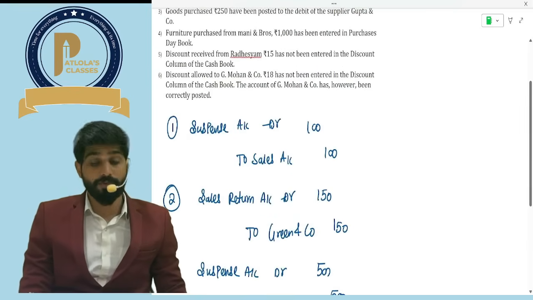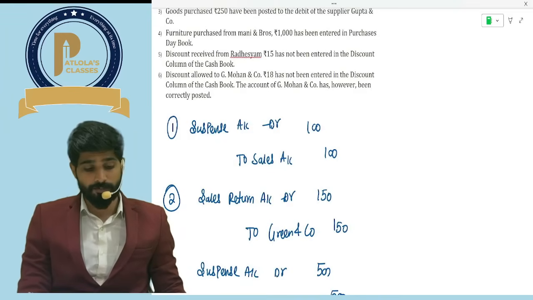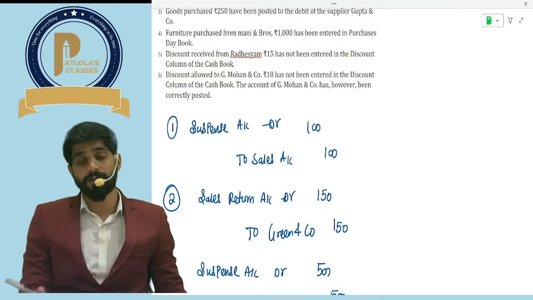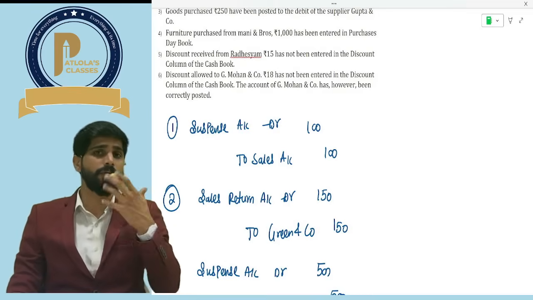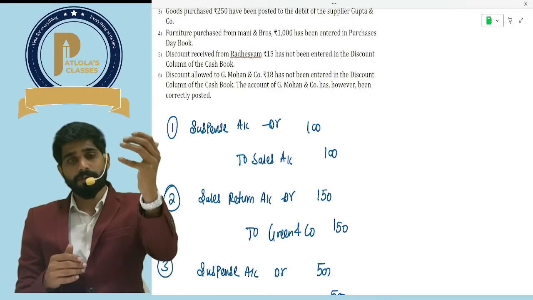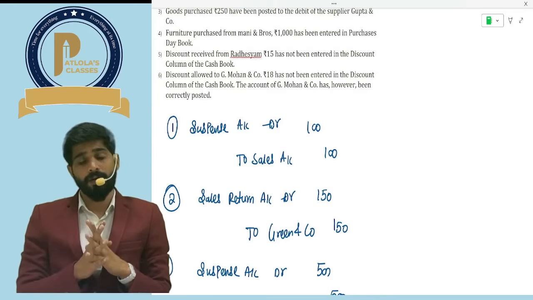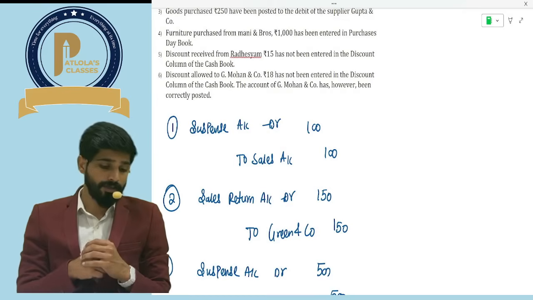Discount allowed to G Mohan and Co has not been entered into the discount column of cash book. The account of G Mohan and Co however been correctly posted. Guys, whenever you allow any discount to G Mohan and Co, entry will be discount allowed account debit to G Mohan and Co. So G Mohan account is correctly credited, but which account they have not taken?